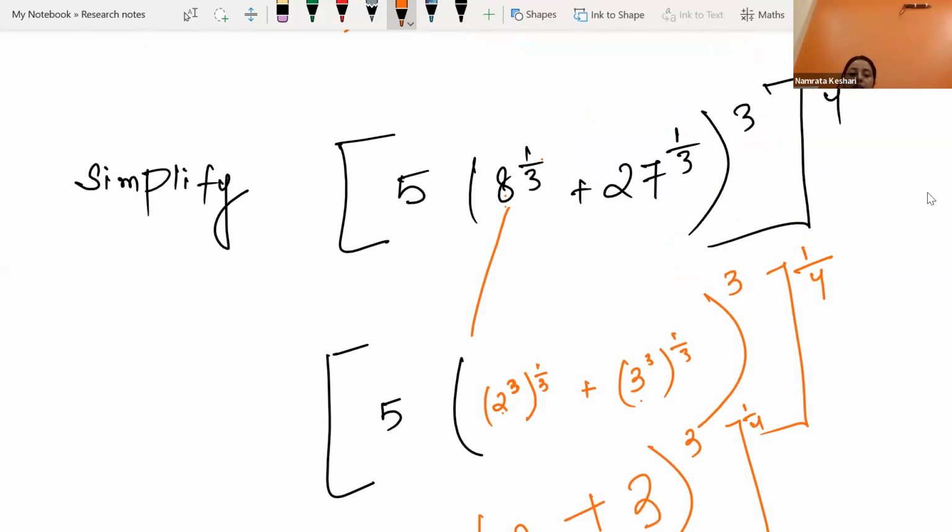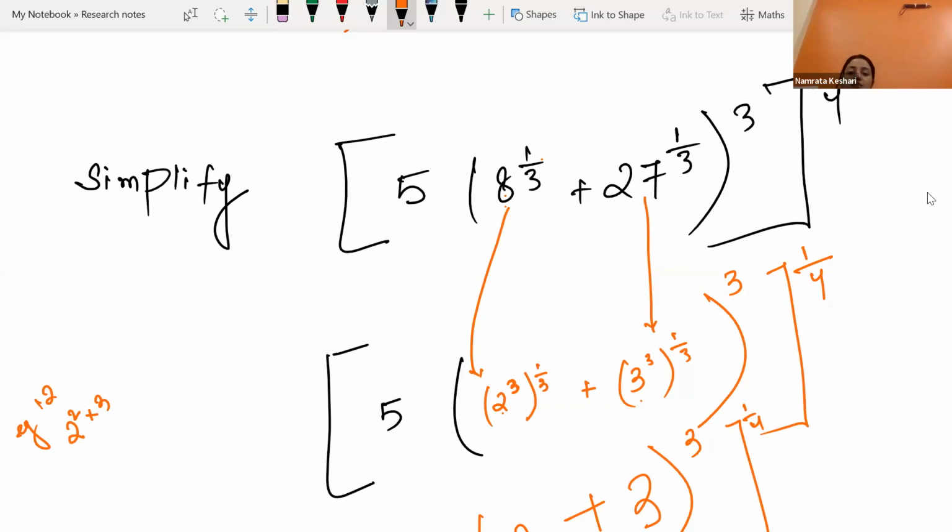First, we had written this 8 as a 2 cube. This 27 is a 3 to the power 3. So whenever you will be having this type of question, you just try to do the factorization. If any bigger number will be there, maybe 12 will be there, suppose 12 will be there in any of the questions, then you will be writing it as 4 into 3, or you will be writing it as 2 square into 3. So always in exponents, wherever simplification based on the law of exponents, always we will be writing any bigger number by doing the prime factorization and then writing it in exponent form.